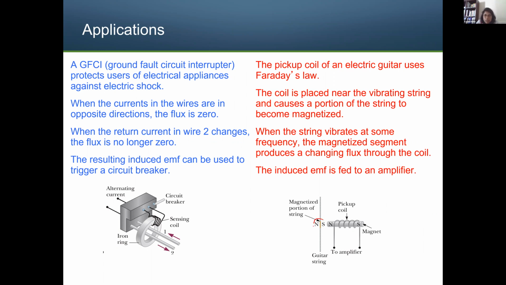a small piece of magnetism that is created on the string, and this will vibrate into your pickup coil, and then you can give it to the amplifier that will amplify your signal. And the ground fault circuit interrupter also includes a circuit breaker, so that we can basically save your home circuit by adding that into your home devices.